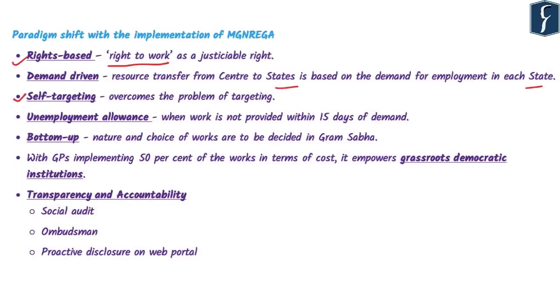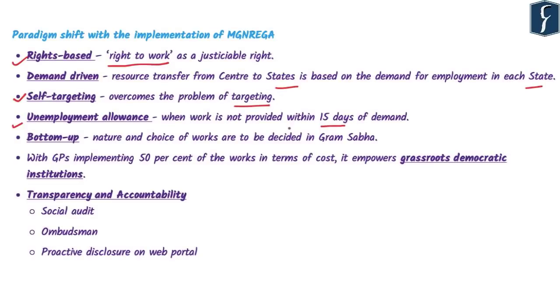You seek for work. If you need work, you go and ask for work. That is self-targeting, and hence this overcomes the problem of targeting. As we have talked about, there is unemployment allowance. If you go to seek work and work has not been provided to you within 15 days, then you are entitled for unemployment allowance. Unemployment allowance is not common in India, unlike Nordic nations.